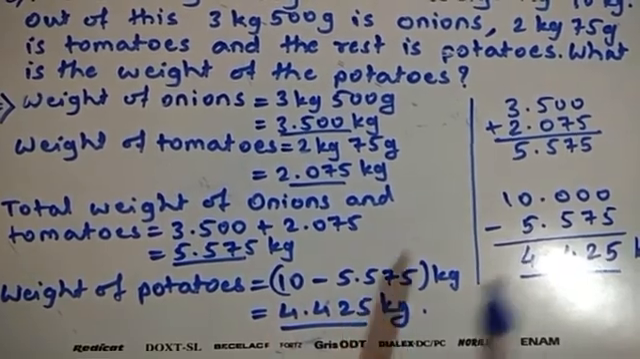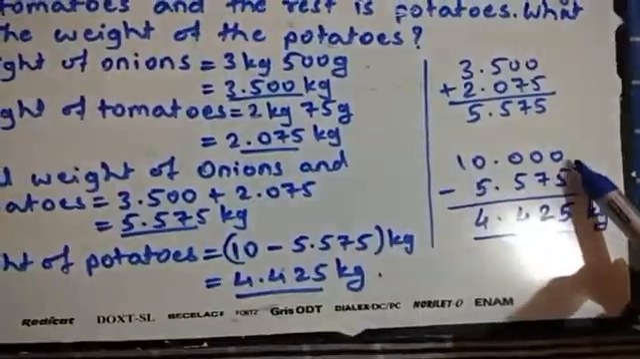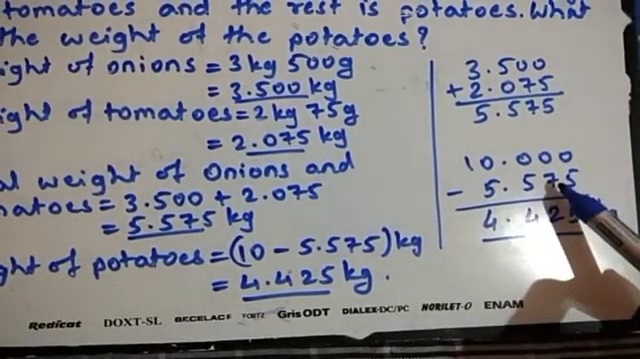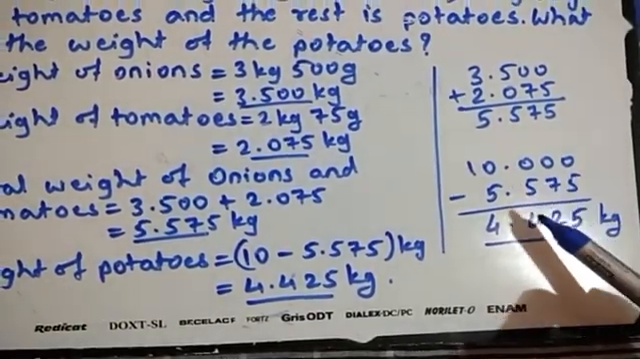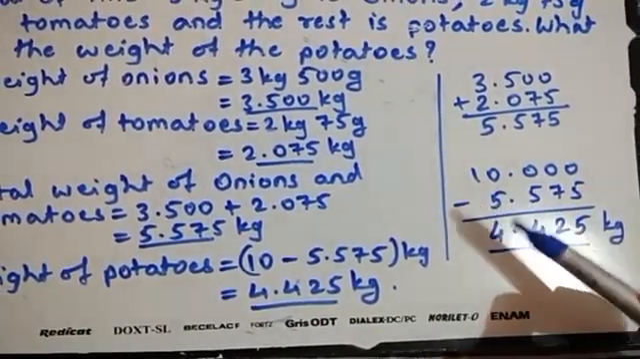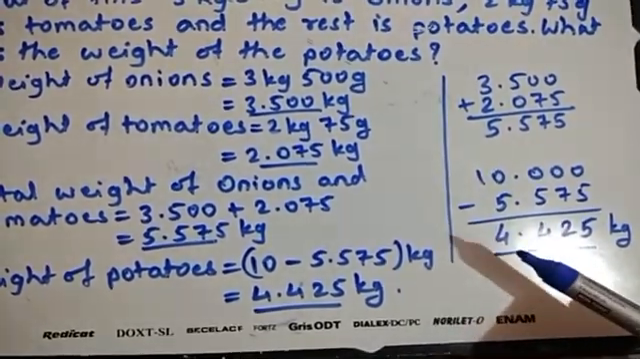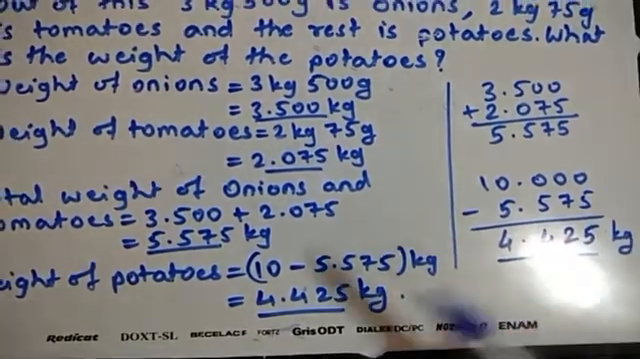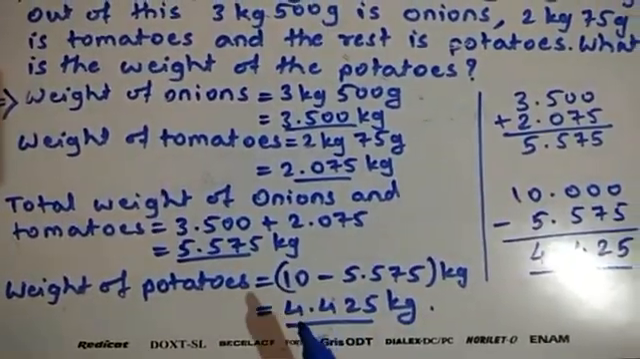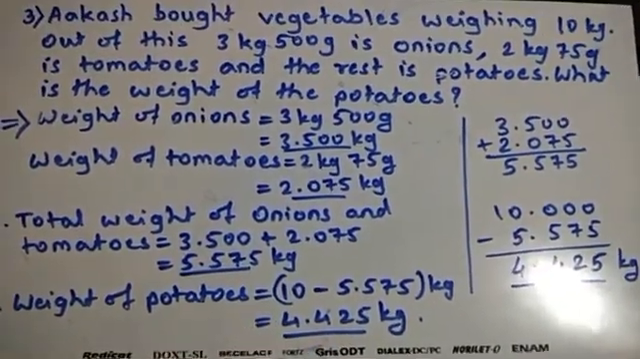Here we can see that. Okay. Now here see 10 minus 5 is 5. Then 9 minus 7 is 2. 9 minus 5 is 4. Decimal point. Then 9 minus 5 is 4. Now here this 1 became 0. So that 0 will come. That is 4.425 kilogram is the weight of potatoes. So in this way we can solve this type of problems.